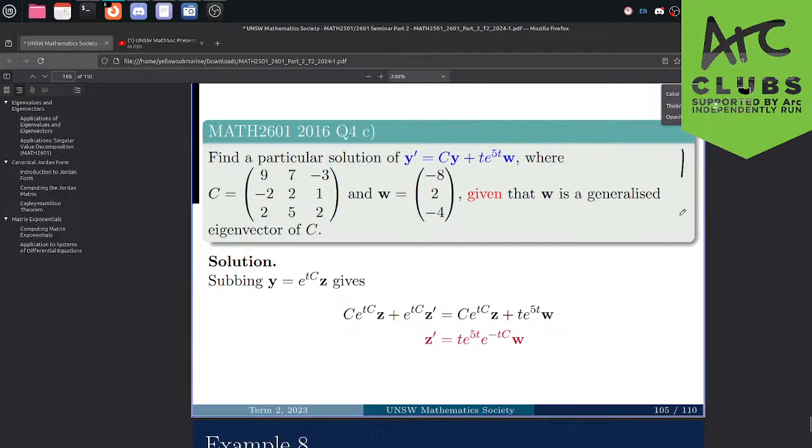This gets a bit trickier when we do inhomogeneous equations. So this is the inhomogeneous part. We have to use a method known as variation of parameters to solve this question.